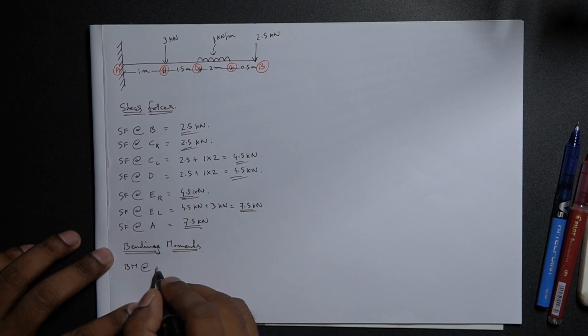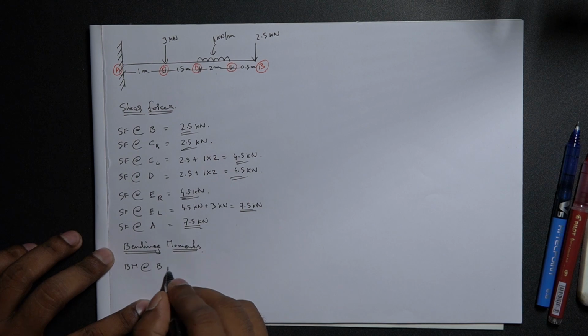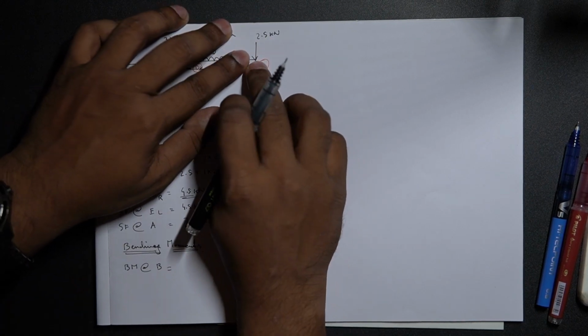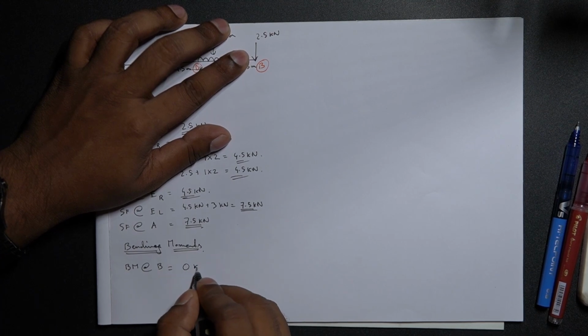Bending moment at point B. Since we're starting here, the bending moment at point B is load times lever arm. The lever arm is 0 length over here, so 2.5 into 0 is 0 kilonewton meter.